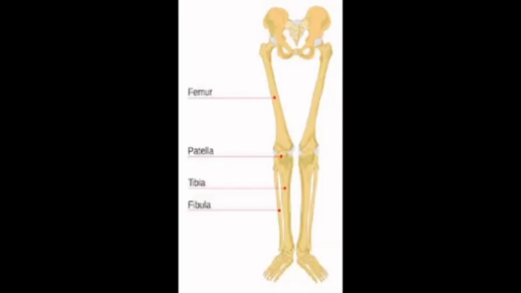Now these are the bones of our legs. Like hands, legs are also made up of many small and big bones. The uppermost is the thigh bone. Okay, and this is the longest and the strongest bone of our body. The longest bone in our body is the thigh bone.